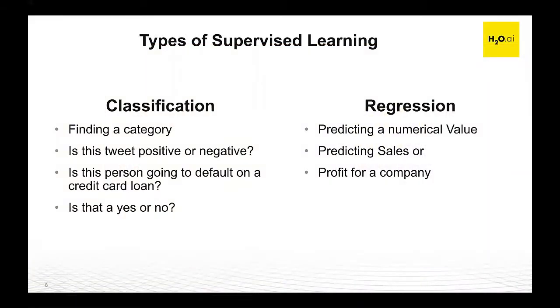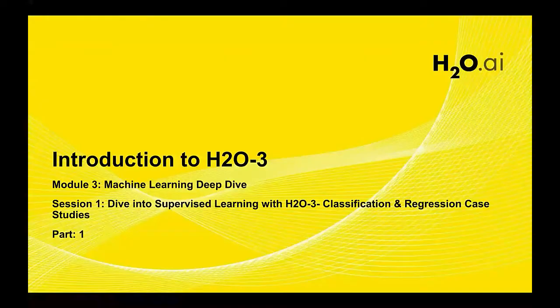Again, these are some examples of classification which you must have encountered: finding a category, whether your tweet is positive or negative for social media analysis, whether a person is going to default on a credit card loan or not. On the other hand, for regression, we predict a numerical value, like predicting profit for a company after a few months, or the sales in summers, and interest for a bank.